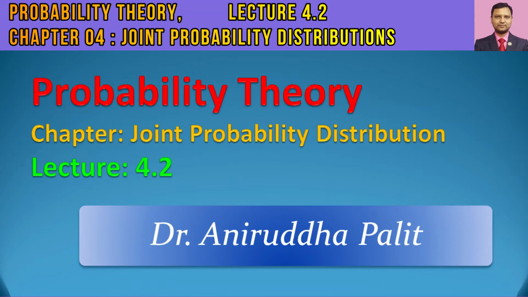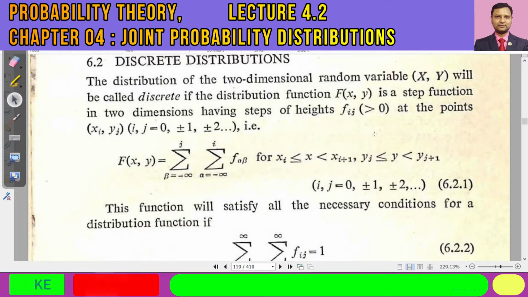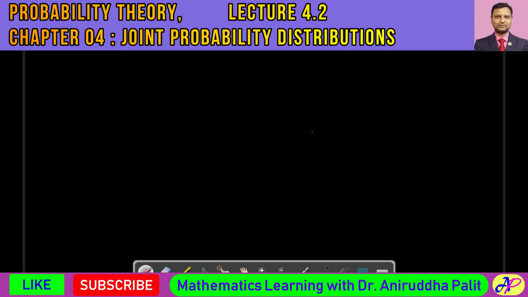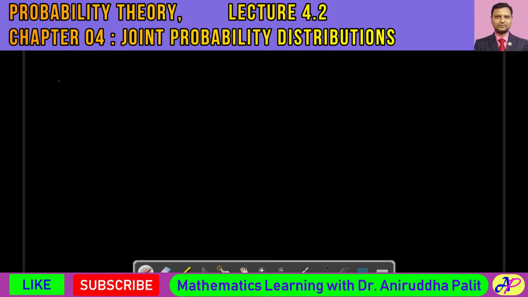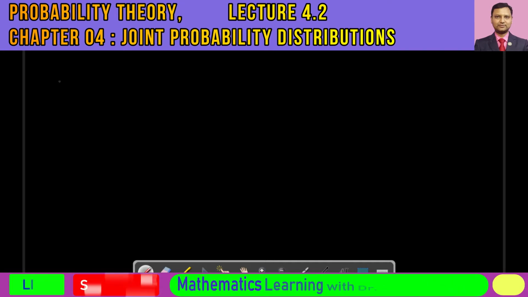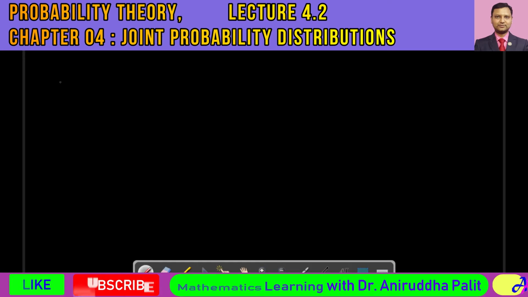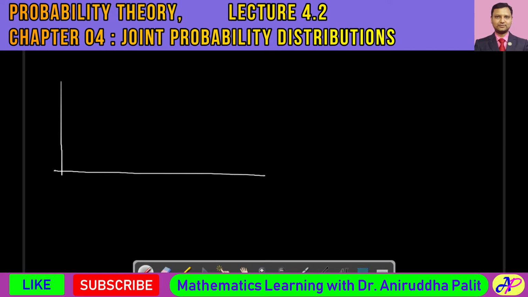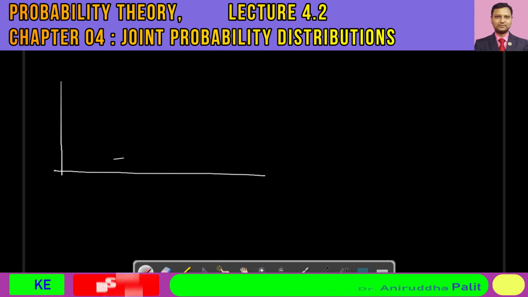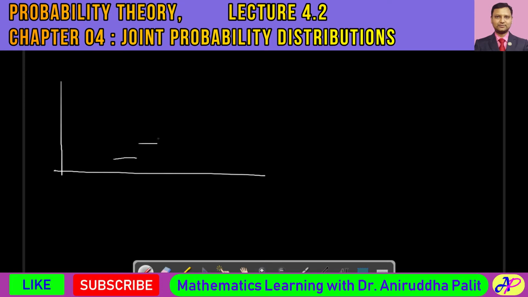Hello everybody. Today we shall start with discrete distributions. Let me recall the discrete distribution for single random variables. Over here, in case of a discrete distribution for a function of a single variable, we had a distribution function. If you can recall, the distribution function was actually a step function, this kind of step function, the distribution function in case of a function of a single random variable.